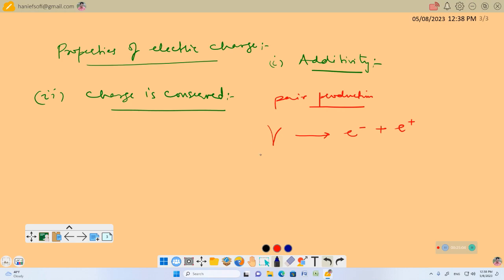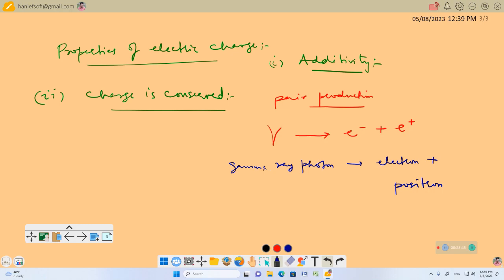Let me write it. This is the symbol for a gamma ray photon. It gives what? E minus means electron, E positive means positron. Positron is the antiparticle of the electron. By that I mean the positron has the same mass as the electron, but its charge is opposite in sign to the electron. That means the electron has minus 1 E, the positron has plus E, the same charge as a proton, right?